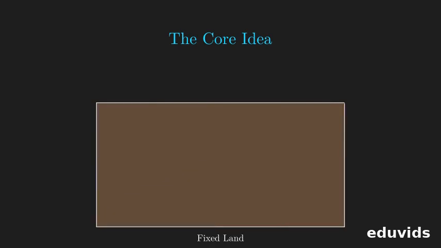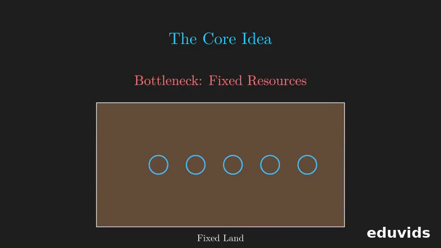Imagine a small farm with a fixed amount of land. Adding one farmer might greatly increase the harvest. But what happens when you keep adding more farmers? Eventually, each new farmer might add less to the total harvest than the one before. This is because the fixed amount of land becomes a bottleneck. There is only so much space and equipment to share.